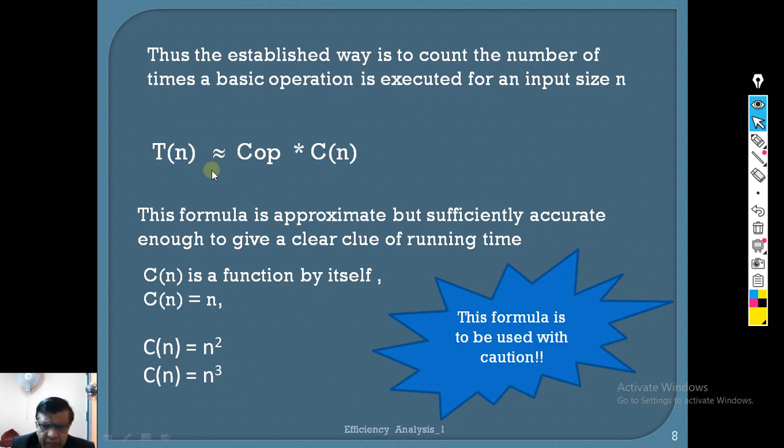Of course, it can be used because we will analyze all the algorithms that come to our table to find out the best possible algorithm, and we will exercise the same thing. Therefore, we are not committing any mistake. But anyway, this formula is approximate because we have not considered those steps which are not basic. Therefore, this formula is to be used with caution. It is used only to measure the running time of an algorithm, very approximately, in order to compare several algorithms.